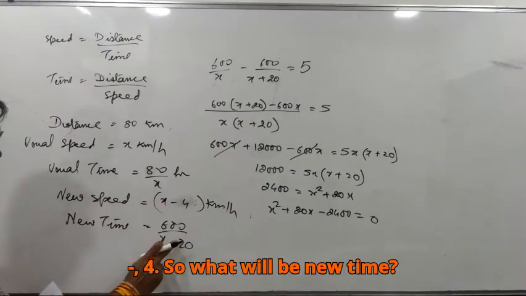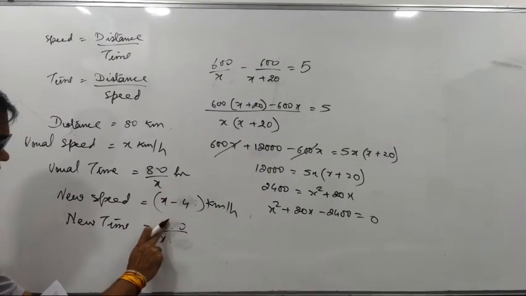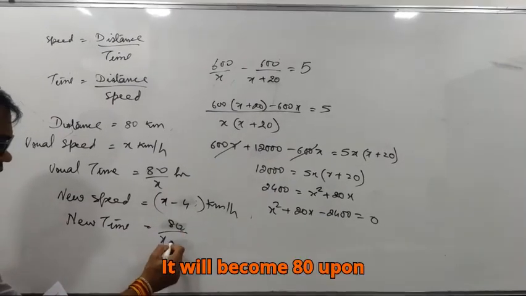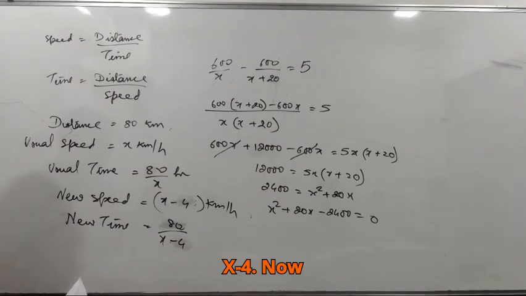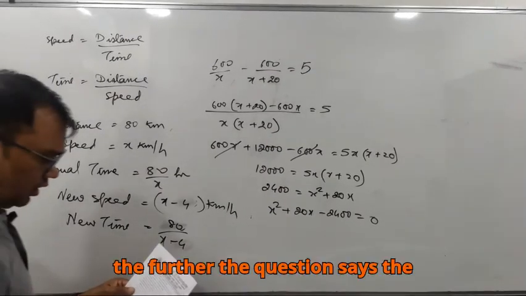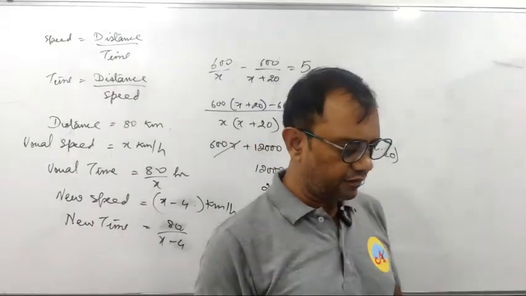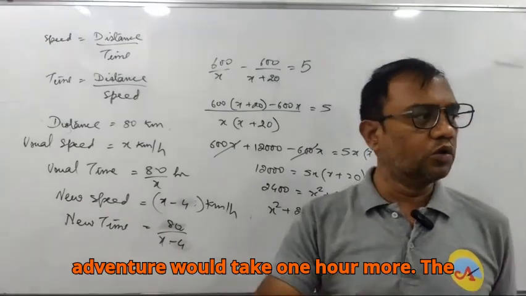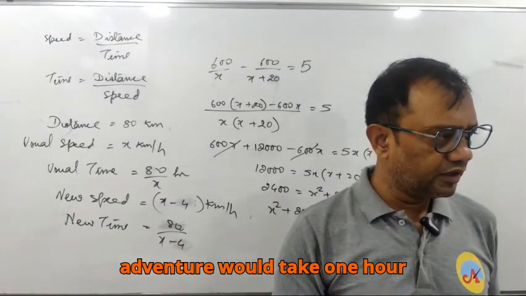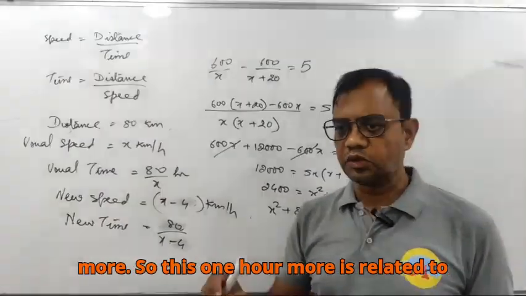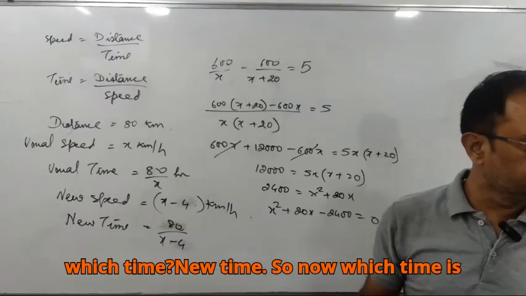X minus 4. So what will be the new time? 80 upon x. It will become 80 upon x minus 4. Now, further the question says, the adventure would take 1 hour more. So this 1 hour more is related to which time?